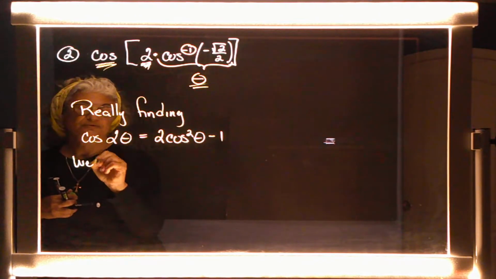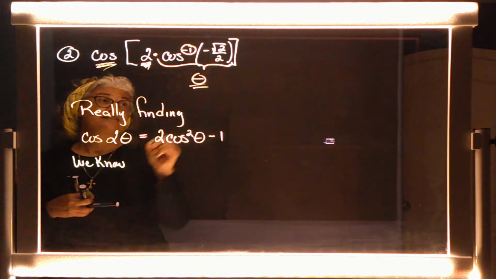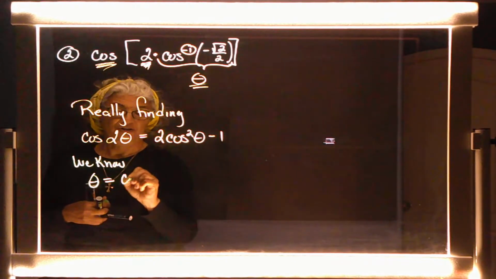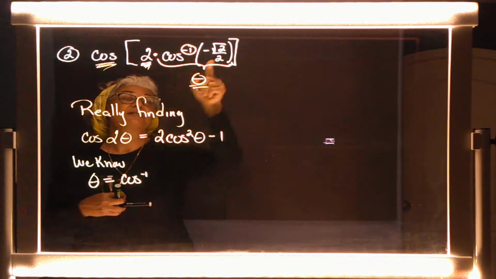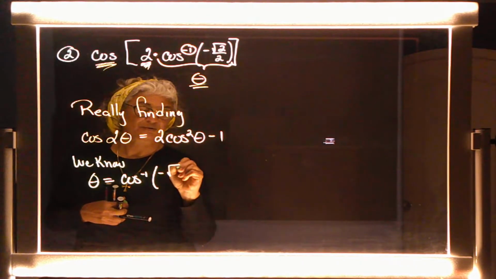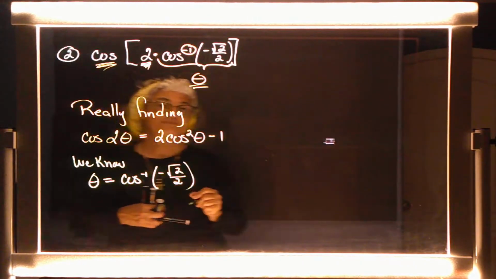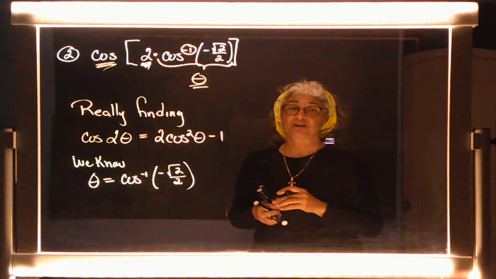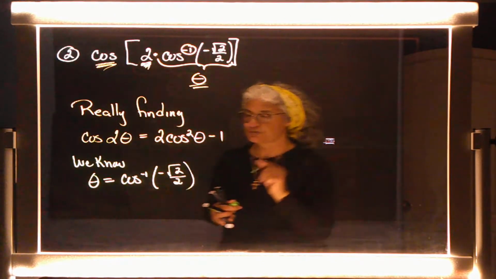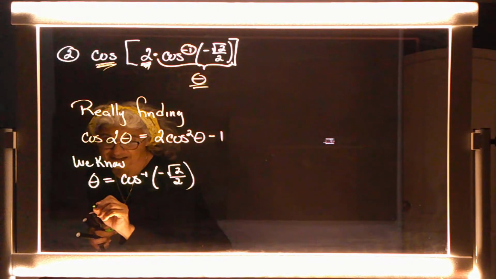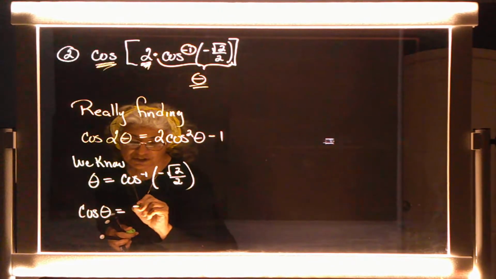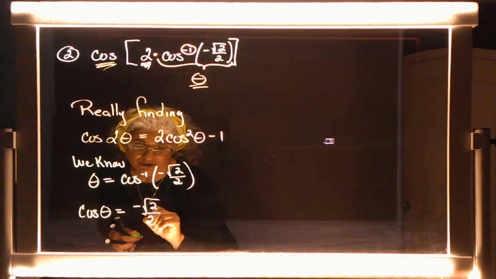Here's what I know. We know that theta equals cosine inverse of negative square root of 2 over 2, don't we? Because that's what we said theta was equivalent to at the beginning. Agreed? Which means that the cosine of theta is equal to negative square root of 2 over 2.